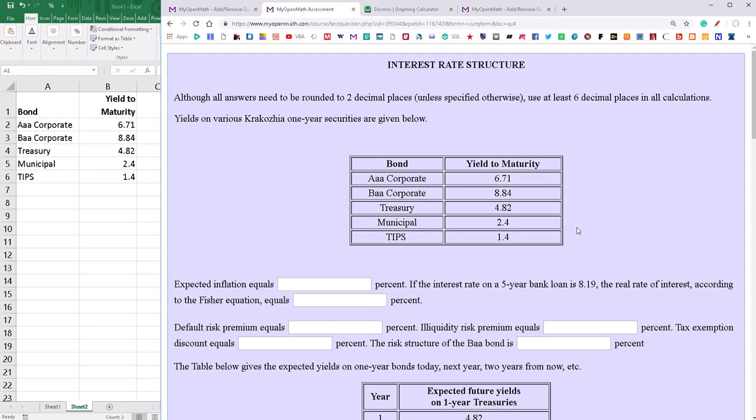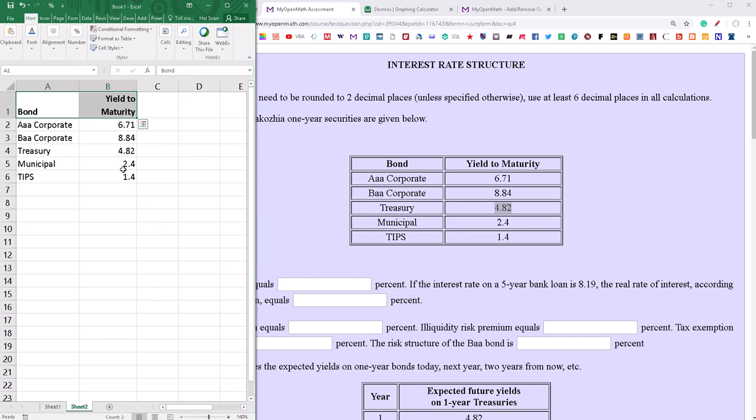The municipal is lower than that because municipals are tax-free, and Treasury inflation protected securities have a yield of 1.4. The reason why the TIPS is so low is that its price is much higher than a similar Treasury, because people want to pay for protection against inflation. And with a TIPS bond, unlike a Treasury, the coupon payments are adjusted for inflation over time. So that's our basic information, and I've already copied and pasted it to Excel here.